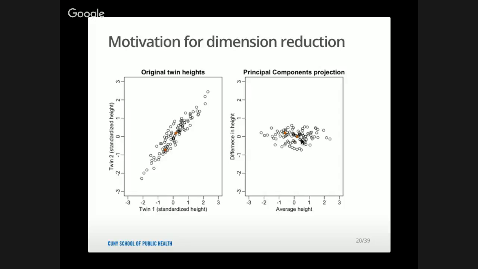Now, I'm going to perform a projection here. This is not actually a principal components projection, although it turns out that this is the principal components projection, but what I did is just calculate the average height and the differences in height. We did this once before already. Do you remember what this plot was called?